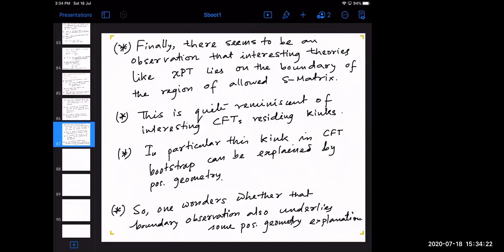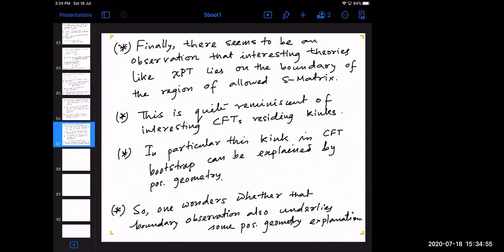And in fact, the positive geometry work that I was just talking about in connection to CFT bootstrap has actually given some indication, or some kind of explanation, if not a full explanation, but at least some intuition as to why interesting theories may live on kinks. So one can wonder whether a similar kind of positive geometry explanation can be given for these kind of boundary observations that we are getting.